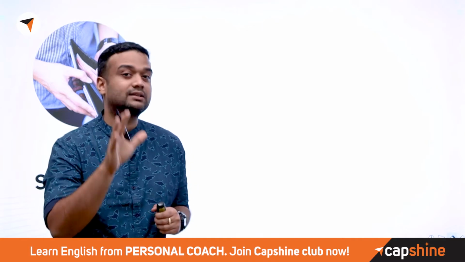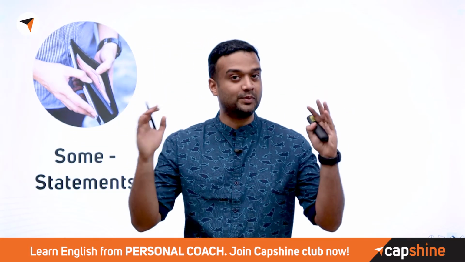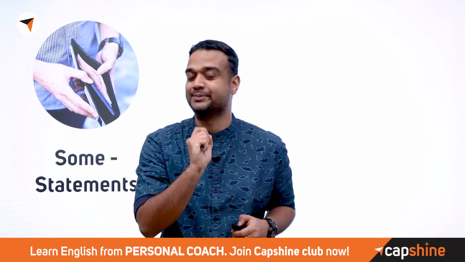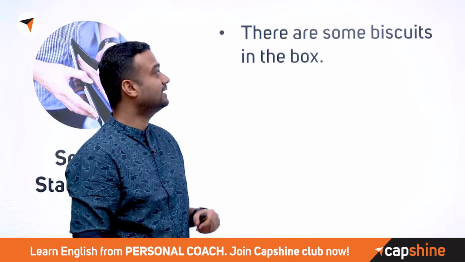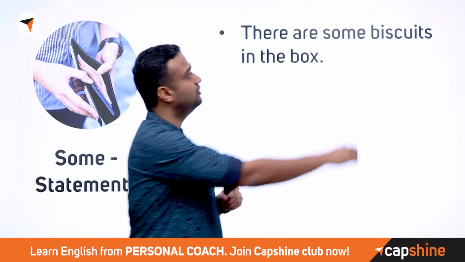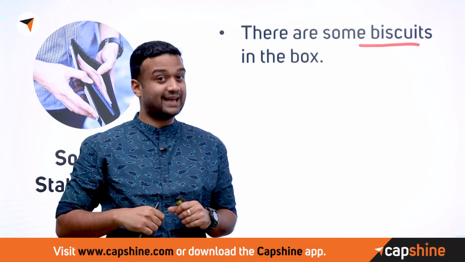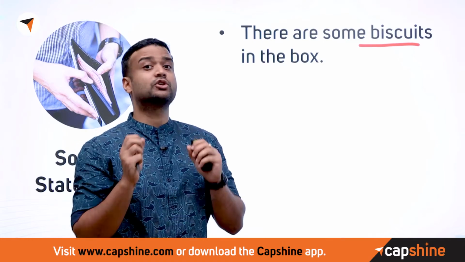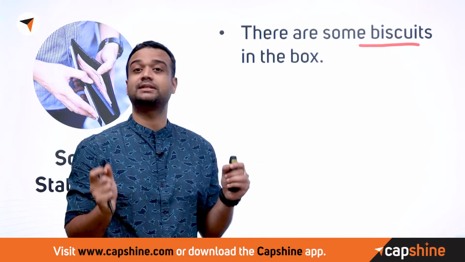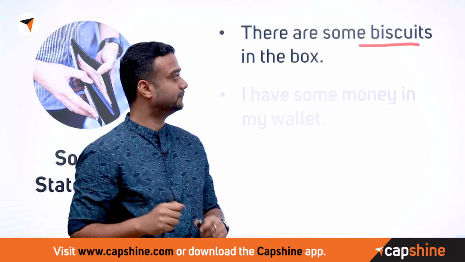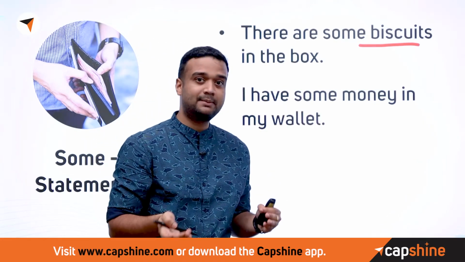So now that we have understood what countable and uncountable are, let's look at how some is used in statements, shall we? There are some biscuits in the box. Notice how biscuits is countable. You would use some in this case because you don't know exactly the number of biscuits there are, but these are countable things. I have some money in my wallet.